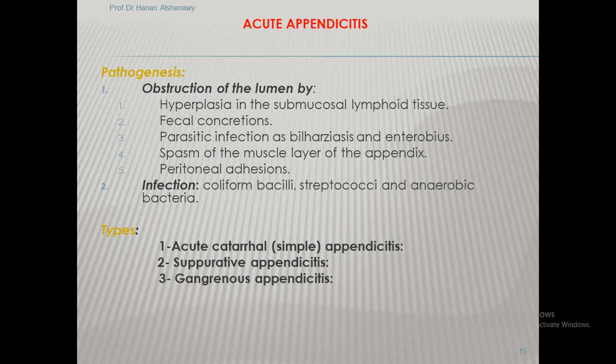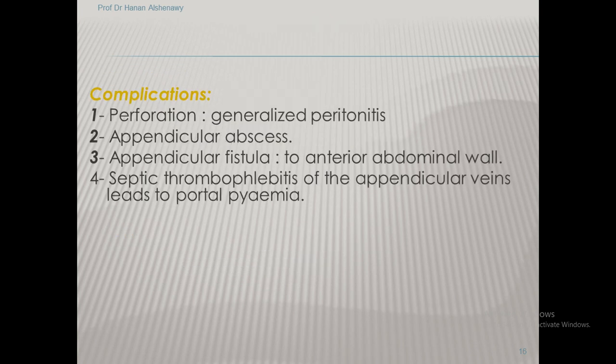Types of appendicitis: we have to know the most, a very, very mild type, which is catarrhal inflammation. Then it may be suppurative inflammation, then it may cause gangrene. Gangrene means cutting or obstruction of the blood supply, venous and arterial, due to obstruction. Obstruction of the venous and arterial supply to the appendix causes gangrene, and this is a very serious condition. Complications of appendicitis: perforation, appendicular abscess, and this is common, fistula with the anterior abdominal wall, or septic thrombophlebitis.